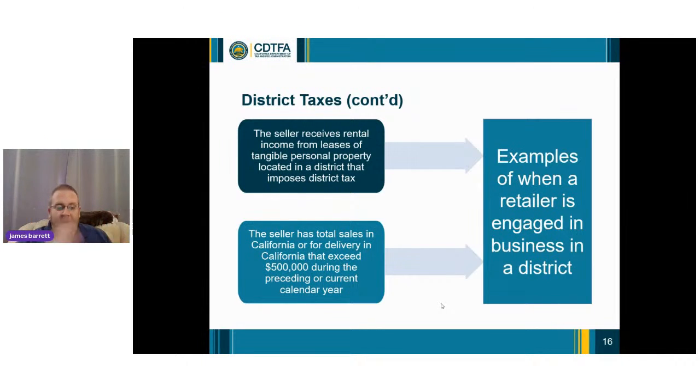If you bought it for inventory and paid the sales tax, then when you rent it out, you don't need to collect sales tax from your customers. District taxes would apply to the leasing of property as well, okay?